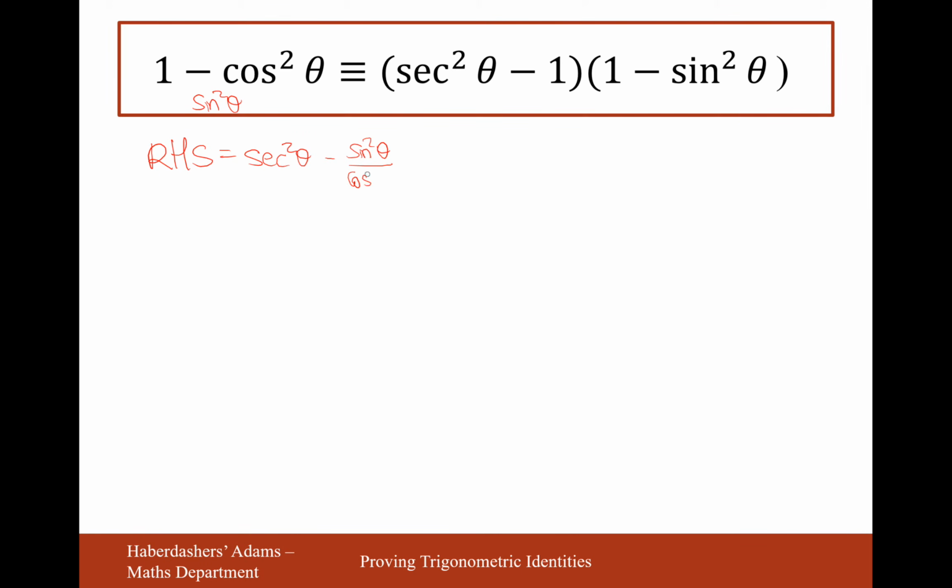Sine squared over cos squared, same as tan squared here. Then it's going to be minus 1, and then what's the last one? Minus sine squared. Okay, so let's rewrite all of this as, oh hold on, we've got sec squared here, minus tan squared here. Now this identity rings a bell.